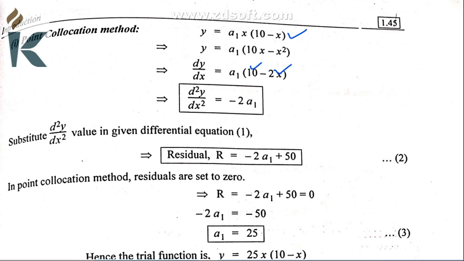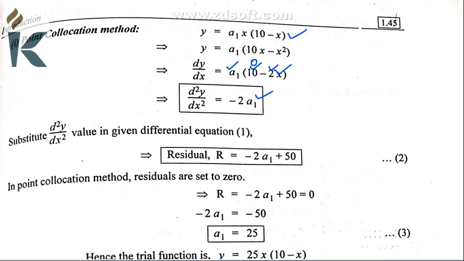Second, you have to differentiate again. That is d square y by dx square equal to a1 multiplied by this. Ten is a constant, so differentiating it you get 0. Then differentiating minus 2x, you get minus 2. Therefore finally you get the value of d square y by dx square equal to minus 2a1.